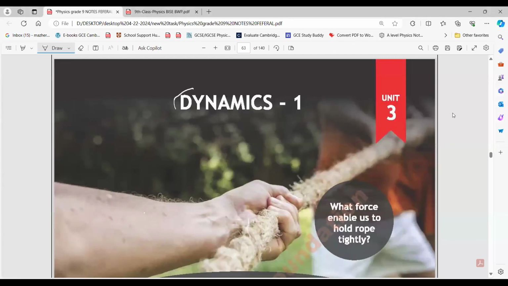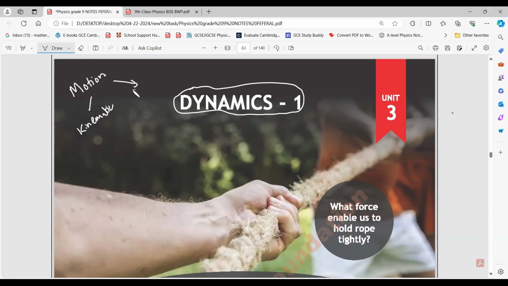So the next chapter is dynamics. We have discussed kinematics and dynamics in the previous lesson as well, that when it comes to motion, we divide it into two parts, kinematics and dynamics. And what was the difference between kinematics and dynamics, Shirino? Kinematics is a study of motion without considering its causes, and dynamics is a study of the result of force.